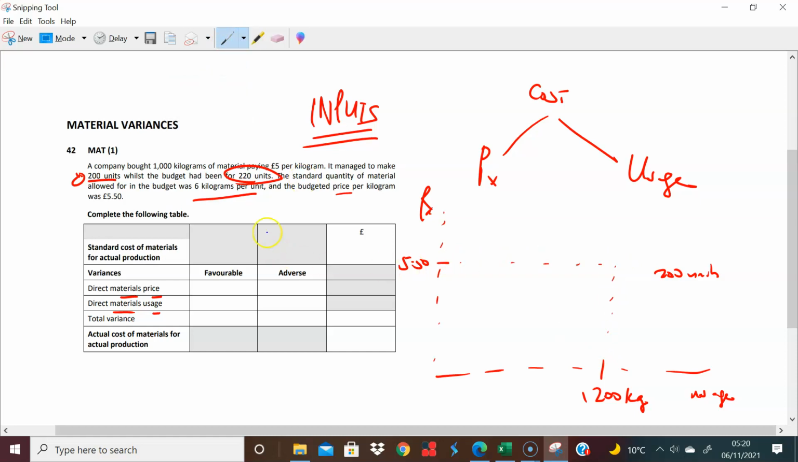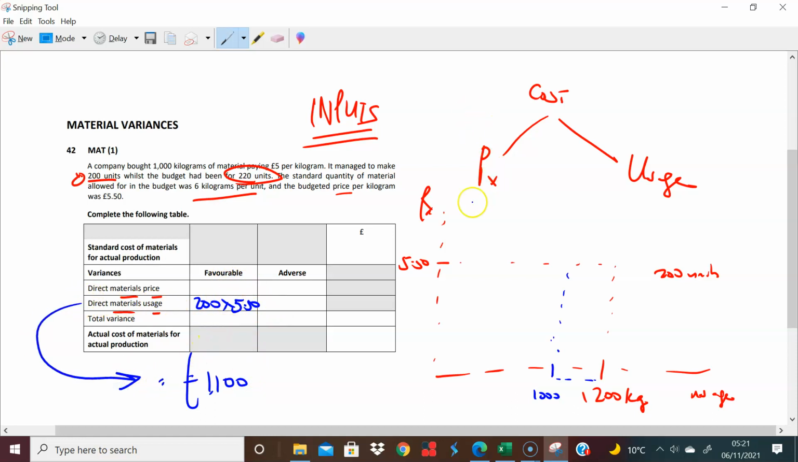But what happens in the end? The question says that you use in the end 1,000 kilograms. So straight away I can see this is favorable. I use 200 kilograms less than I should have, times, of course, the standard cost, because the people who use these kilograms have no control over the buying in of the product. We want to keep it separate. We want to know what the overall cost variance was based on. So it is the 200 times the £5.50, and it is favorable. That comes to £1,100. That is a favorable variance, this thing right here.